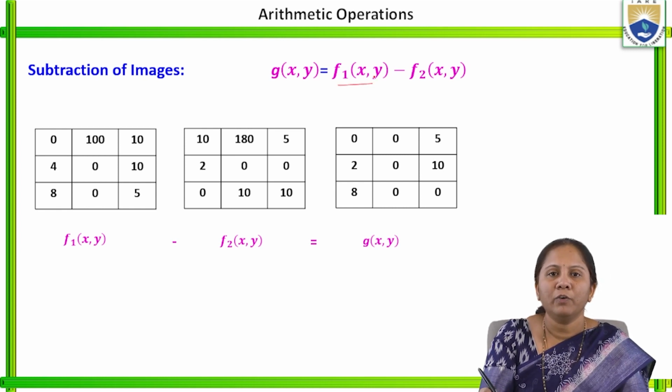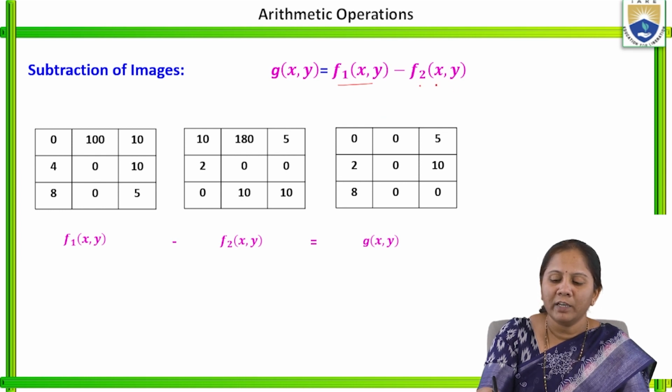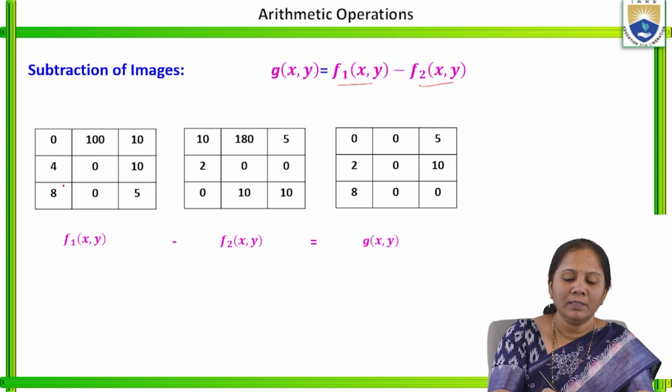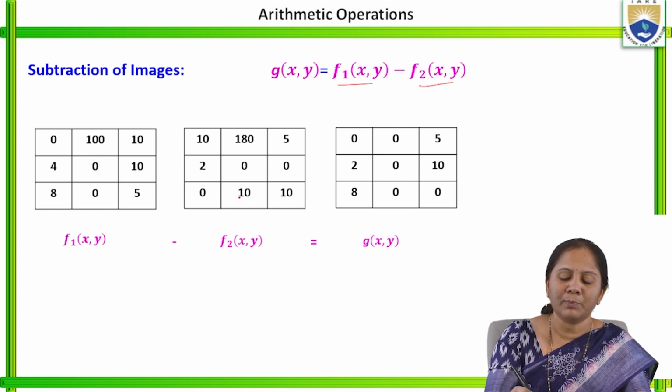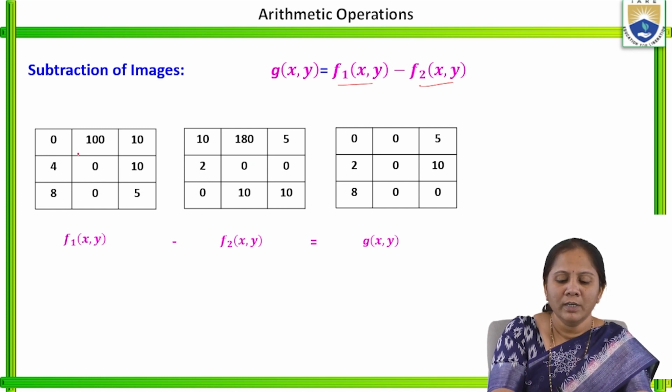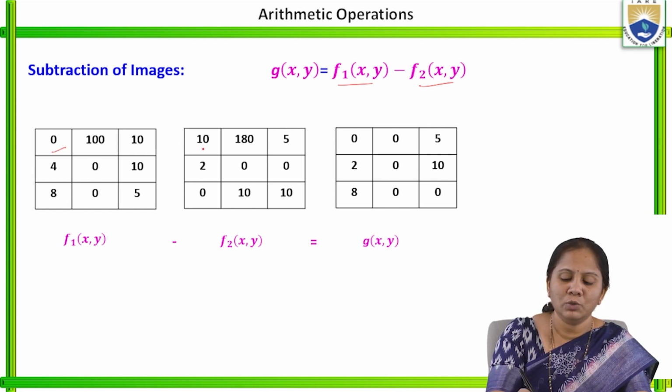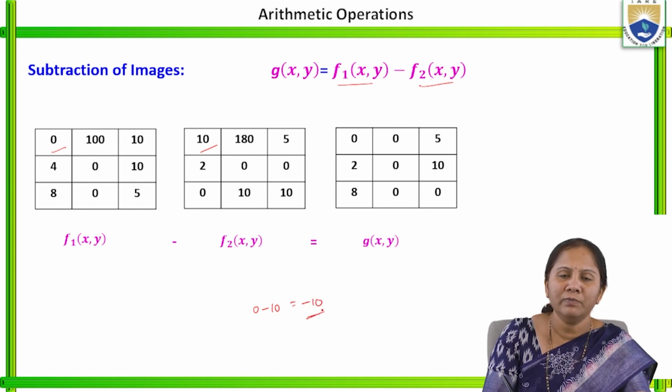So consider f1 of x comma y is image 1 and f2 of x comma y is image 2. If you perform the subtraction operation between these two images, then the new image we get as a result is g of x comma y. So f1 of x comma y is represented in a matrix and f2 of x comma y is represented in a matrix. If you perform subtraction between these two, here the first pixel of image 1 is 0, and the first pixel of image 2 is 10. So if you perform 0 minus 10, the value will be minus 10, which is negative.